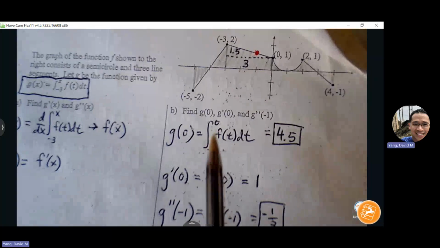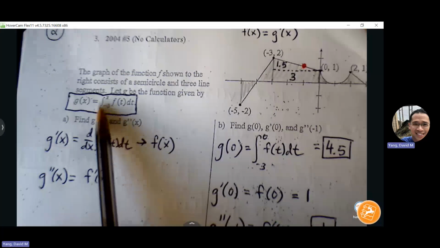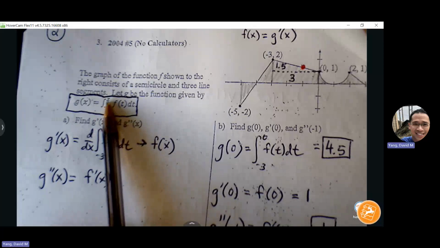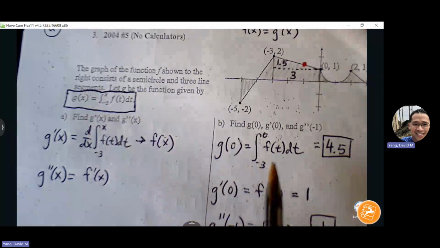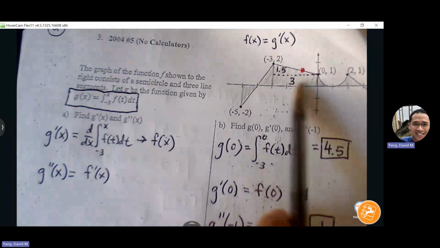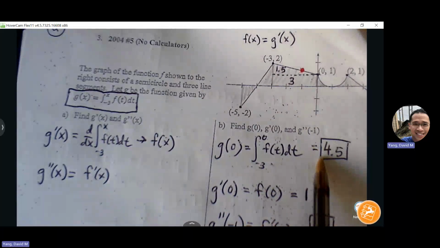So at g of 0, we just follow what the rule says, right? So we never have to guess what to do in terms of the bounds. We just plug in wherever the x is located. In this case, from -3 to 0, we see that all this is above the x-axis, and we just have to add the two areas together, keep the value positive.